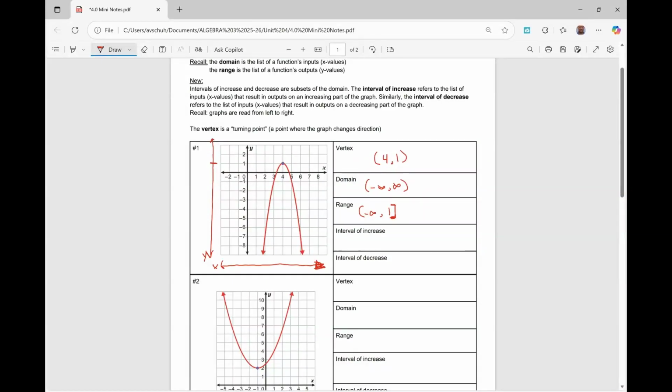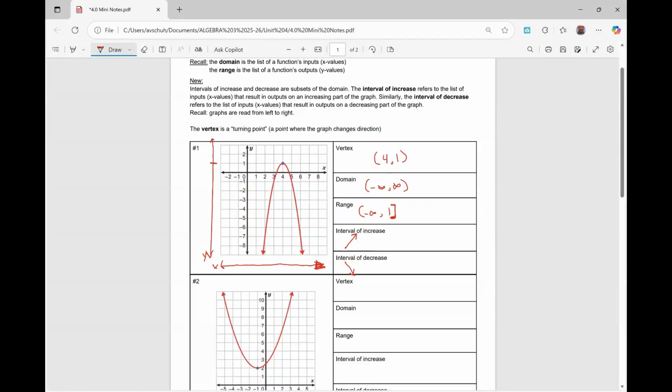Now, the new concept, new to this year at least, is interval of increase and interval of decrease. So interval of increase, if we want to think about it like slope, is when we're going up. As we move from left to right, like we would normally read a graph, we are going up with our y value. So as the x value increases, the y value increases. Interval of decrease is just the opposite. As I go from left to right, I end up going down. Down and decrease would go hand in hand in this case.